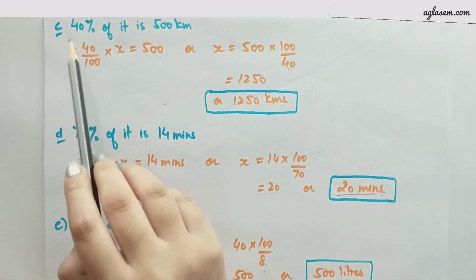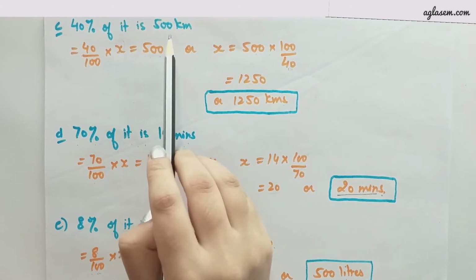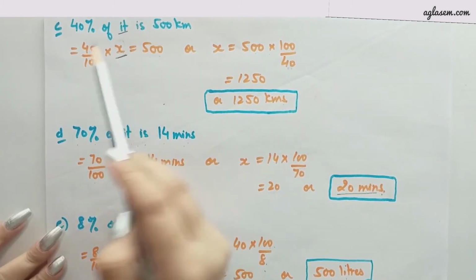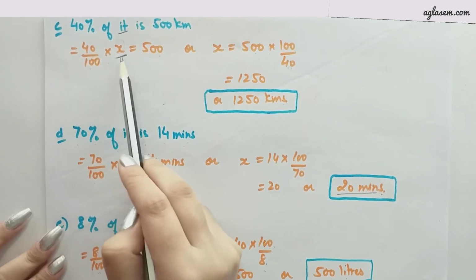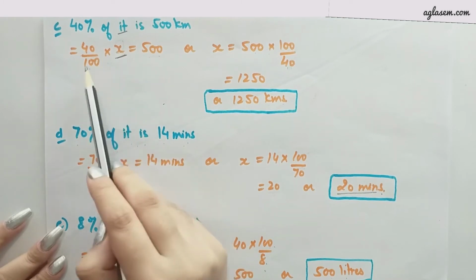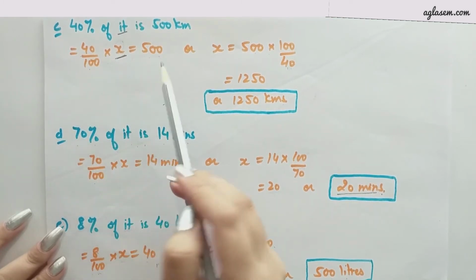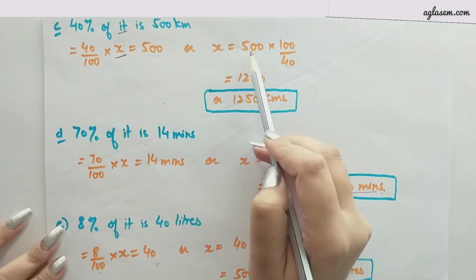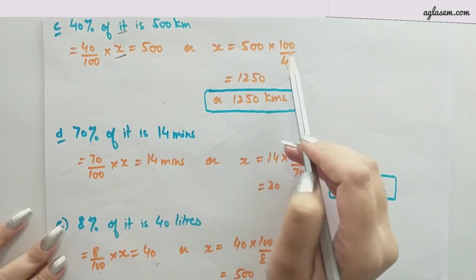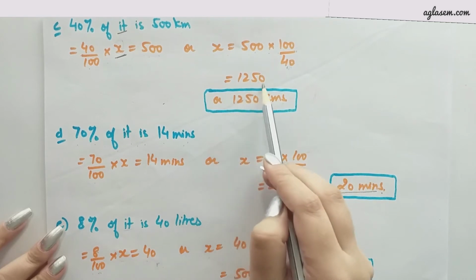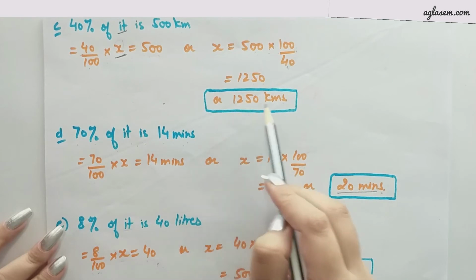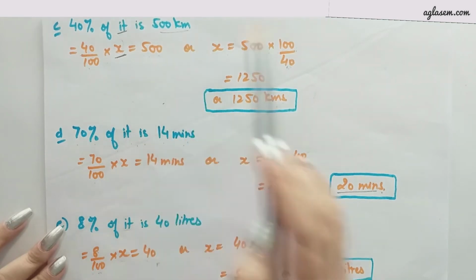So the C part is 40% of it is 500 kilometer. Now we know that we have taken it as x. So 40 divided by 100 into x is equal to 500. Now keep x on this side and move 40 by 100 to the right hand side. So x is equal to 500 into 100 divided by 40. So by solving this we get 1250. So the answer is 40% of 1250 kilometers is 500 kilometer.